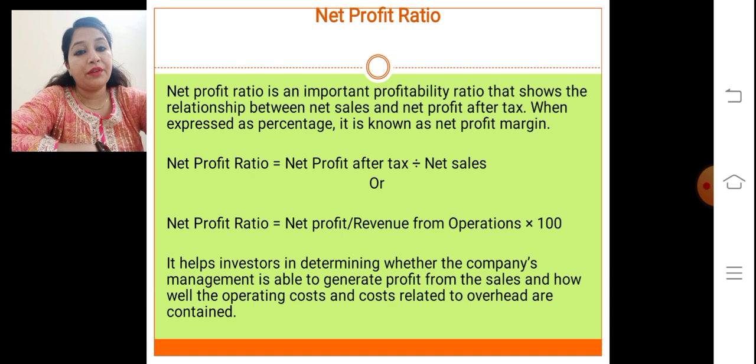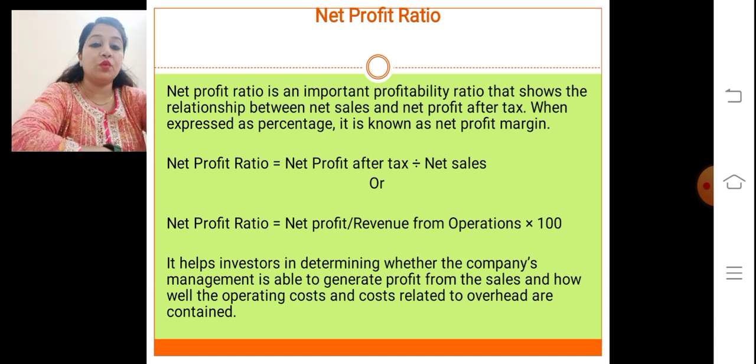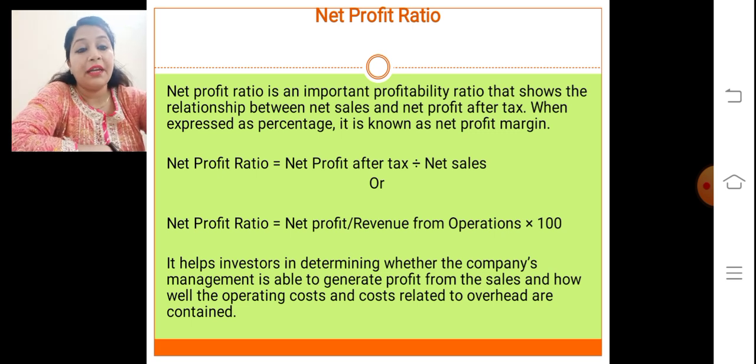Next, net profit ratio. Net profit ratio is an important profitability ratio that shows the relationship between net sales and net profit after tax. When expressed in percentage, it is also known as net profit margin. So net profit ratio is equal to net profit after tax divided by net sales. And the other formula of net profit ratio is net profit upon revenue from operation multiplied by 100.